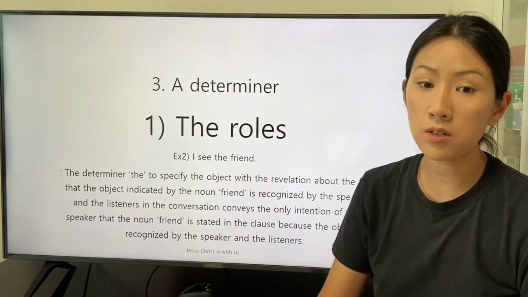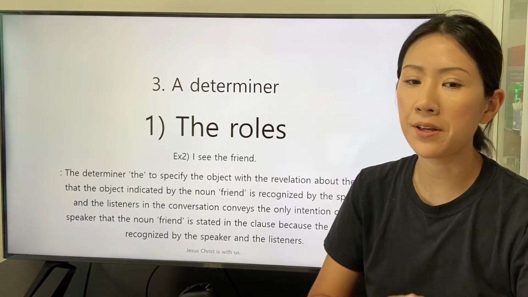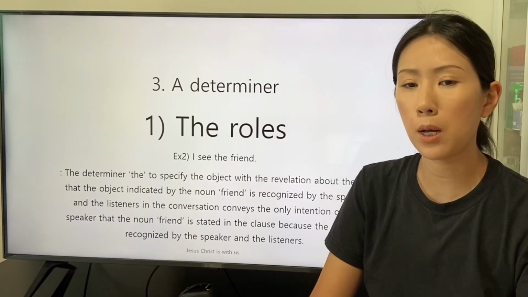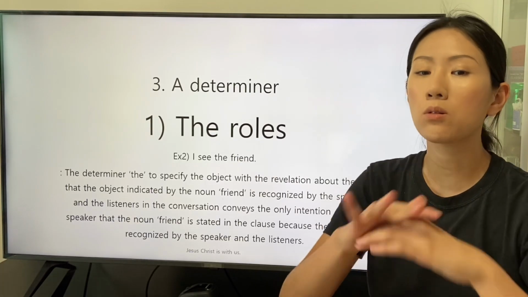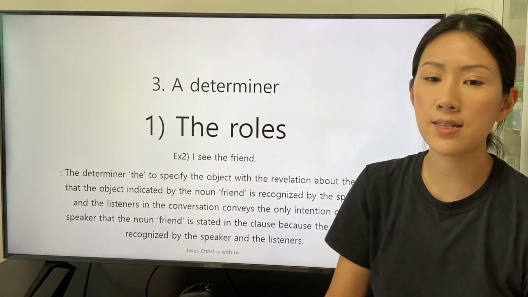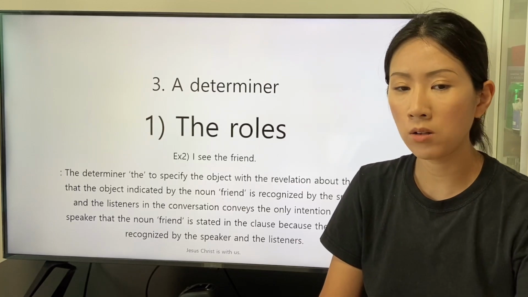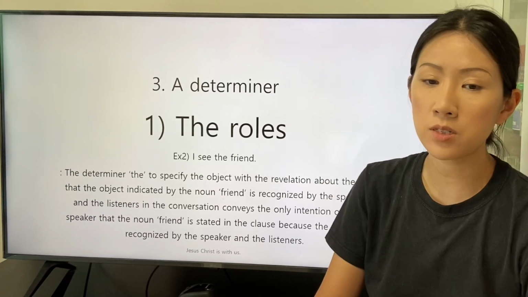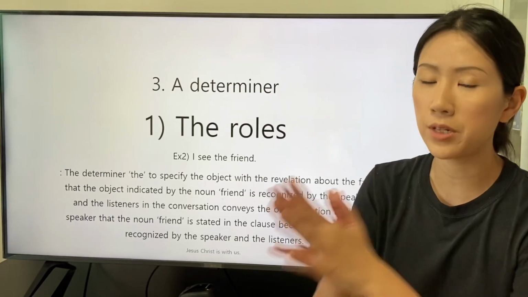There is the second clause, I see the friend. The determiner the specifies the object with a revelation about the fact that the object indicated by the noun friend is recognized by the speaker and the listeners in the conversation. It conveys the only intention of the speaker that the noun friend is stated in the clause because the object is recognized by the speaker and the listeners.